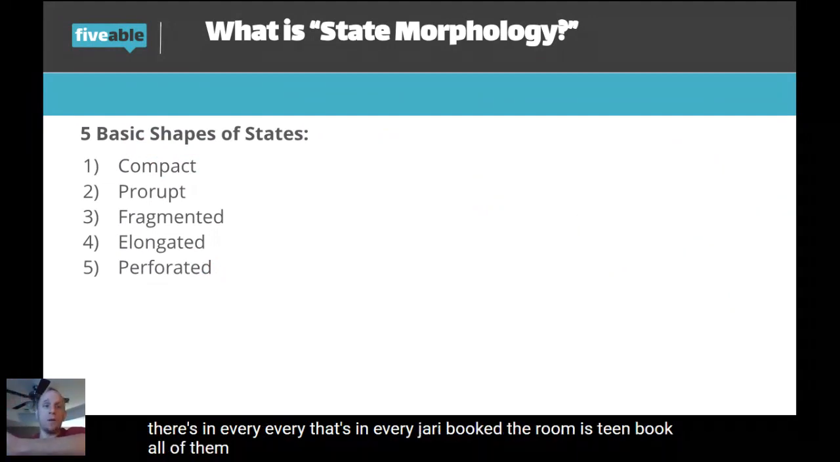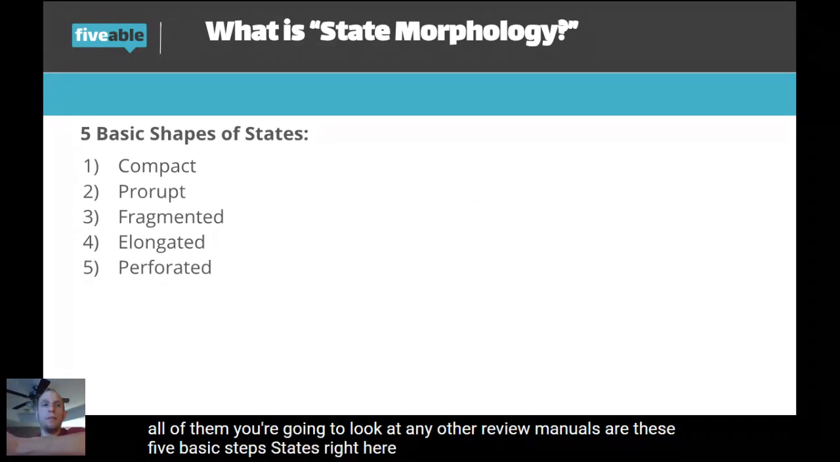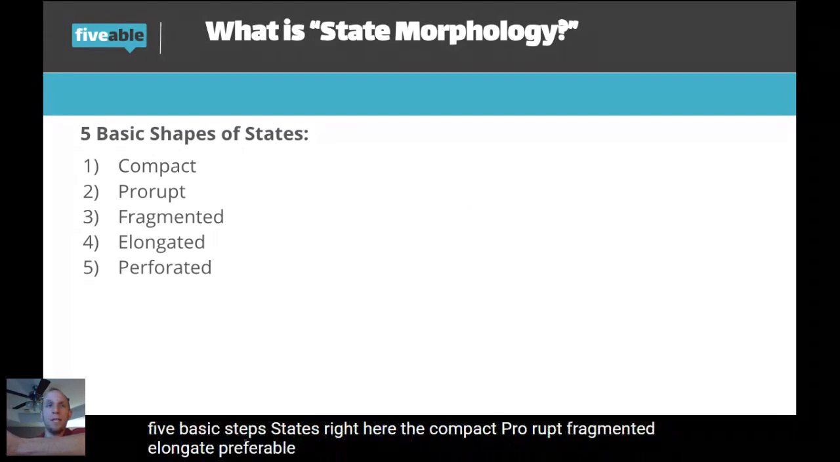So the five basic shapes there's in every geography book, the Rubenstein book, all of them you're going to look at, any other review manuals are these five basic states right here. The compact, prorupt, fragmented, elongated, perforated. All right, so let's break it down.